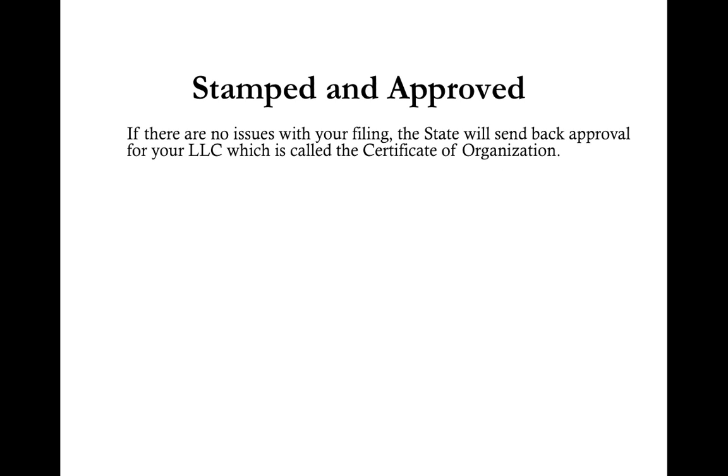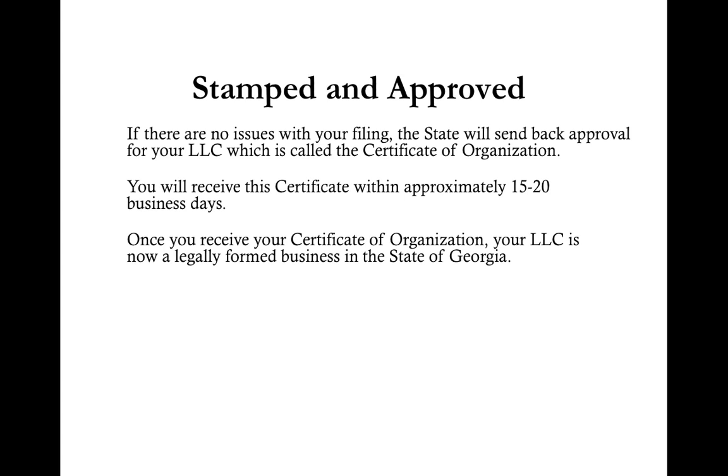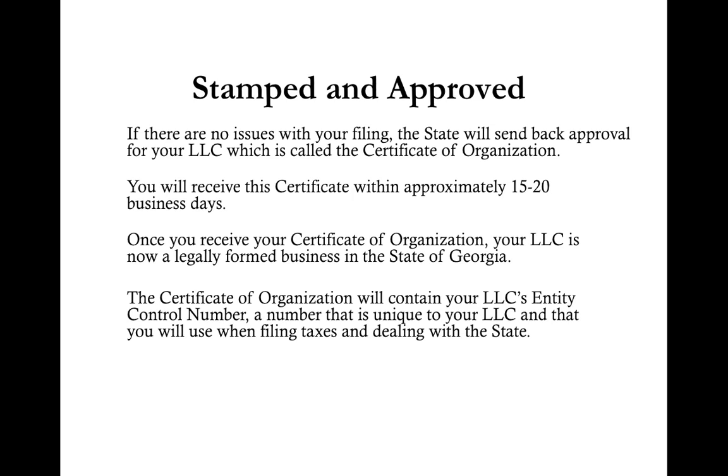If there are no issues with your filing, the state will send back approval for your LLC, which is called the Certificate of Organization. You'll receive the certificate within approximately 15 to 20 business days. Once you receive your Certificate of Organization, your LLC is now a legally formed business in the state of Georgia. The Certificate of Organization will contain your LLC's entity control number, a number that is unique to your LLC and that you will use when filing taxes and dealing with the state. Please keep a copy of this document with your business records.